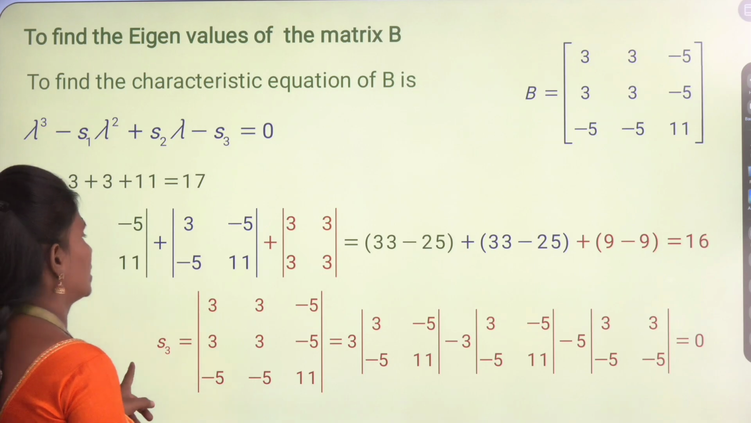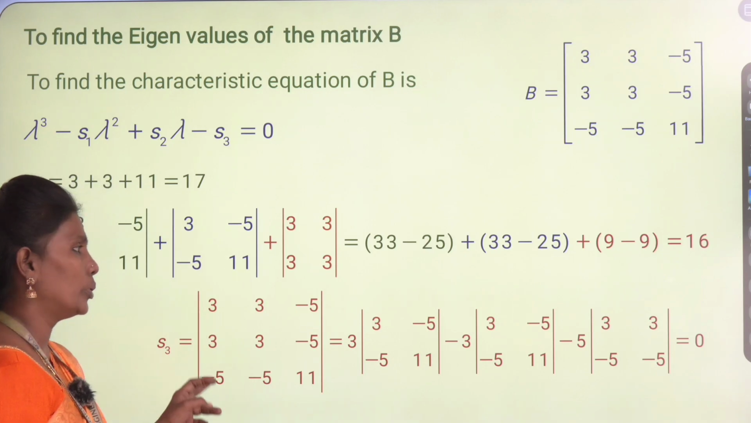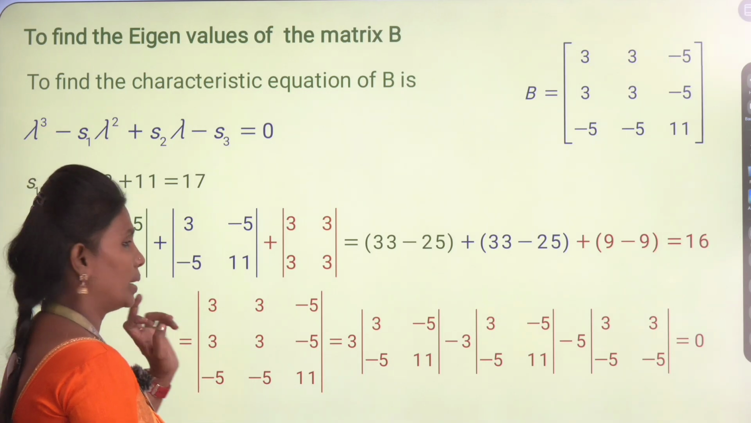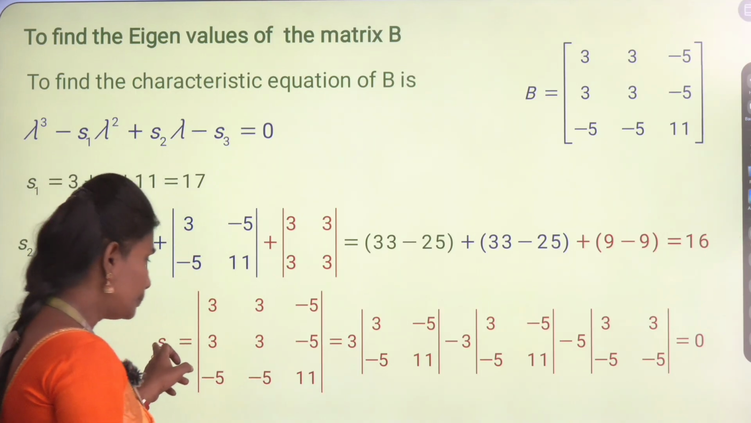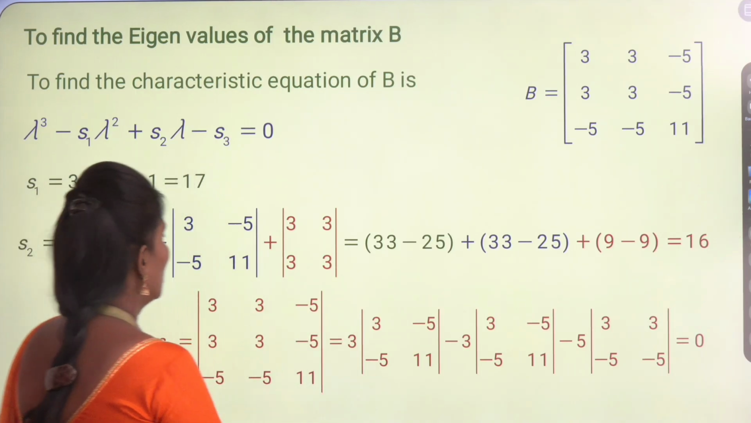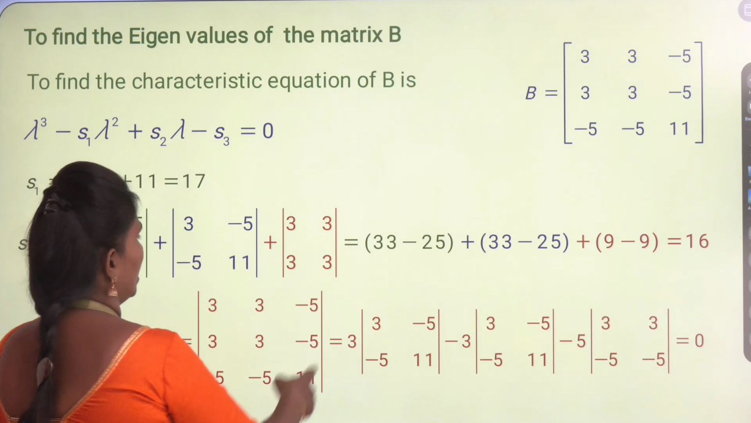Then see here, S3 is nothing but the determinant. Already you know the determinant value is 0, which I solved initially. So S3 is equal to 0. Now you know S1, S2, S3.